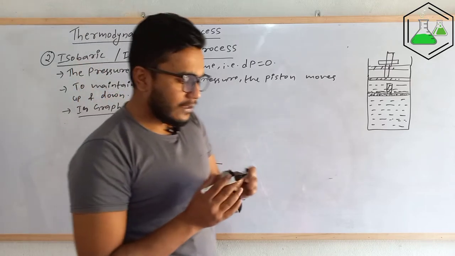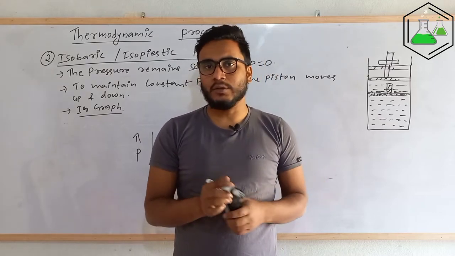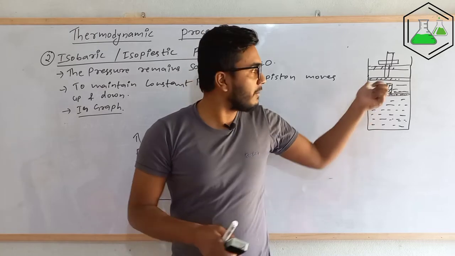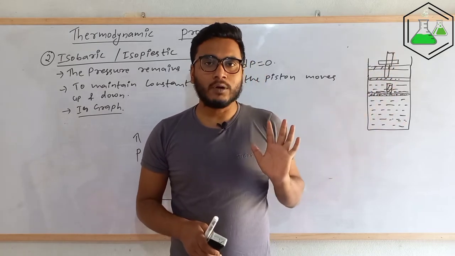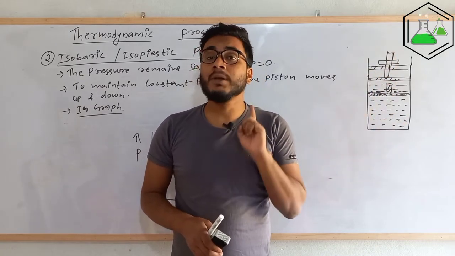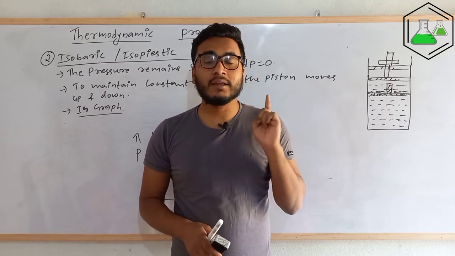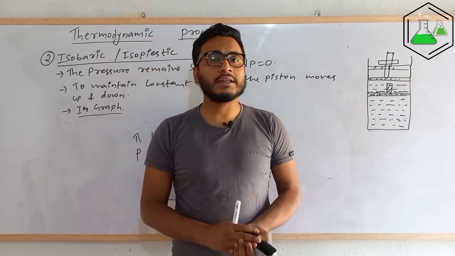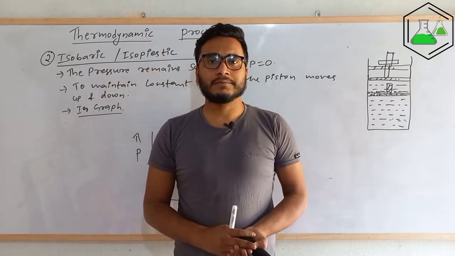So this is what isobaric or isopiestic process actually is, in which the pressure remains constant, and to maintain the pressure, the piston moves up and down. But the piston must be weightless and frictionless. That is the criteria, okay? So I hope you understood about isobaric process. Now let's understand the isochoric process.